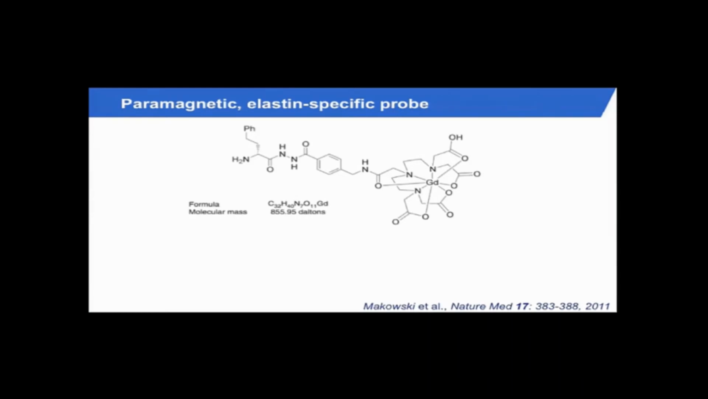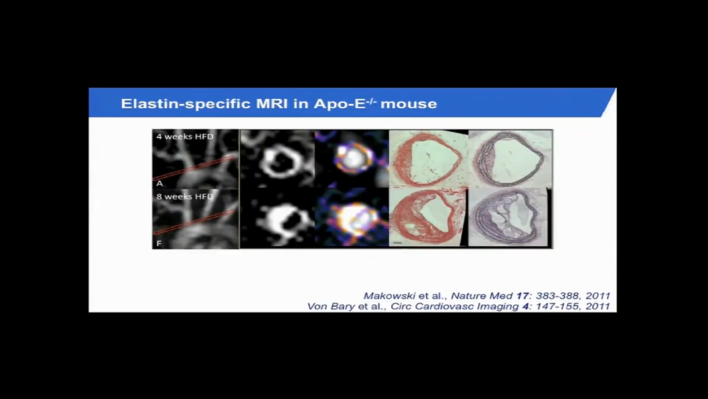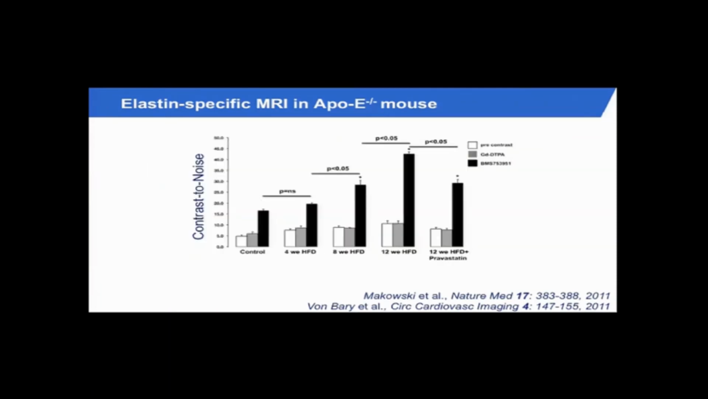affinity. And they've shown, for example, in this study, that with plaque progression, where there's more elastin deposition in the plaque, that also the signal change that is induced by the injection of this contrast agent is increasing. So, for example, in this graph, you can see that the elastin-positive functional agent, over time on a high-fat diet, shows in the ApoE knockout mouse increased signal change, whereas the non-functional control, the gadolinium DTPA, does not show this effect at all. And this assay is also sensitive for statin therapy, as you can see here.